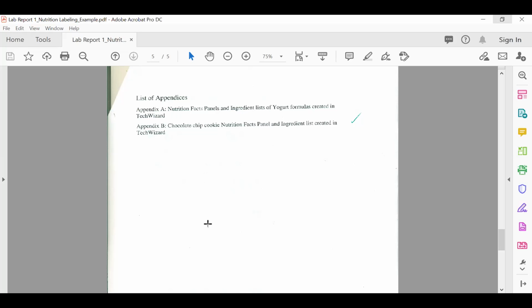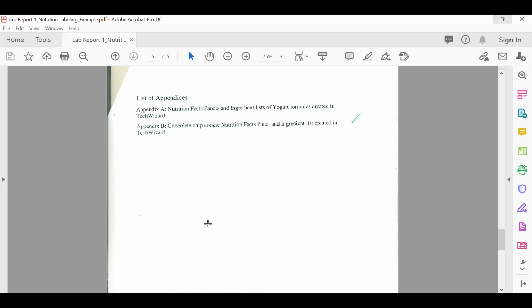And then your appendix B, depending on which product, in this case chocolate chip cookie, you might select a biscuit or whatever, you would potentially use the Tech Wizard program to generate a nutrition label for that product and compare that nutrition label that you generate with the Tech Wizard with the actual nutrition label on that product.